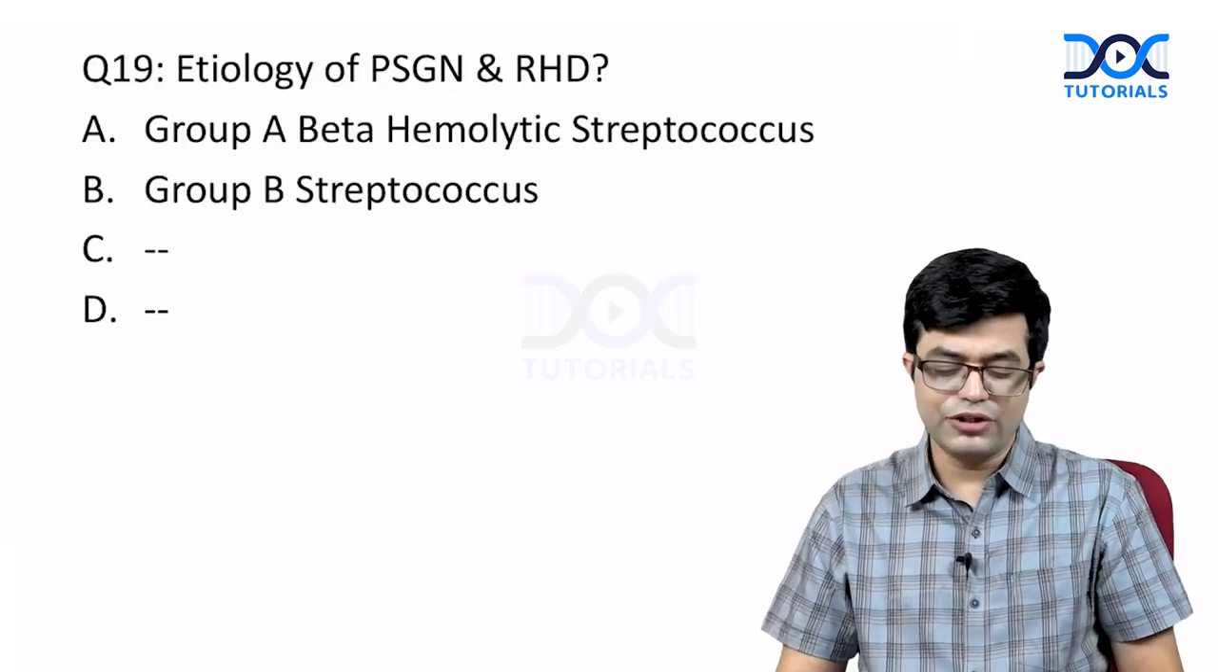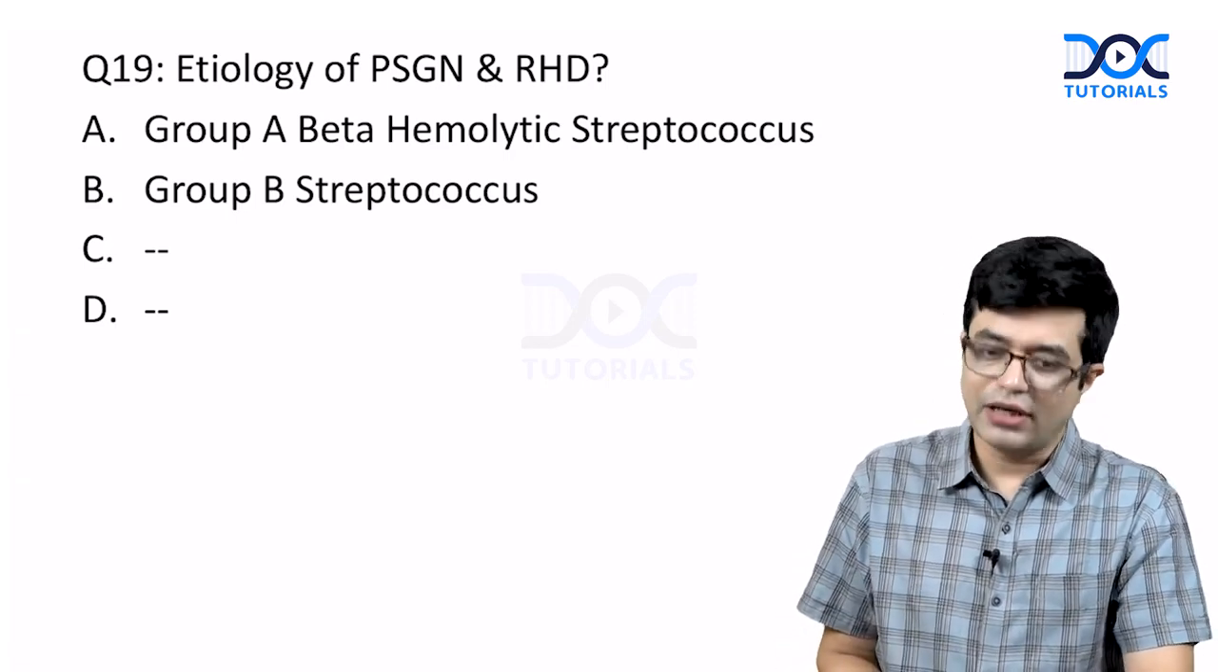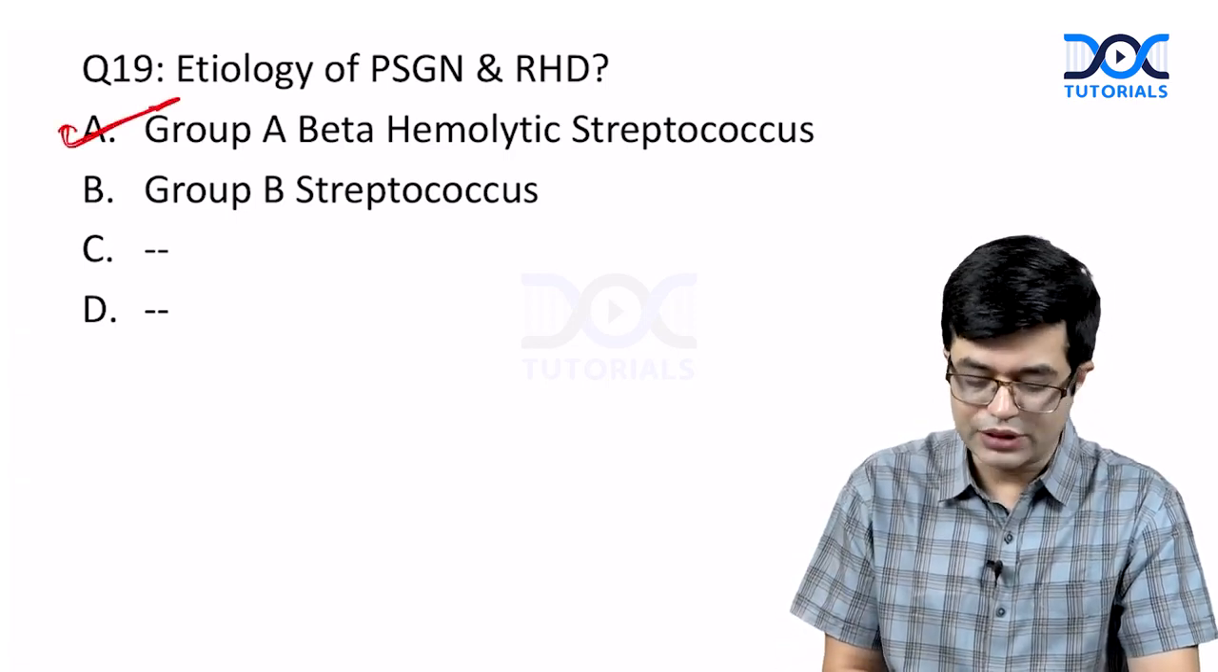Question number 19. Etiology of post-streptococcal glomerulonephritis and rheumatic heart disease. Easy one-liner, group A beta hemolytic streptococcus, right?